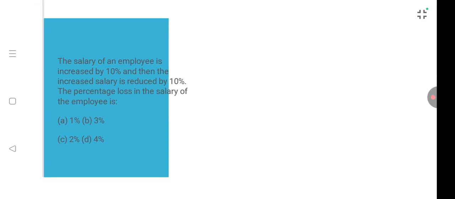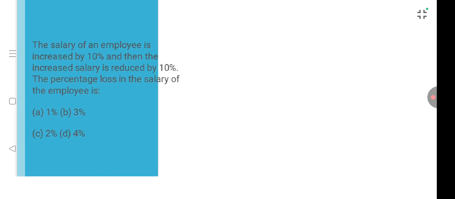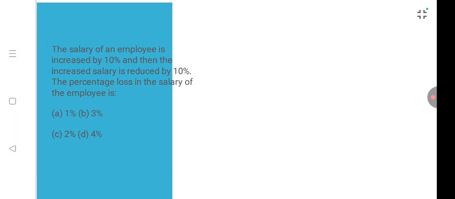So next one is, the salary of an employee is increased by 10 percentage and then the increased salary is reduced by 10 percentage. Then find the loss in salary of the employee. So how much salary is lost by the employee in percentage, they asked. So here the employee's salary was first increased by 10 percentage, and then from the increased salary it is reduced by 10 percentage. Then how much percentage does he lose or gain? So mostly he loses.